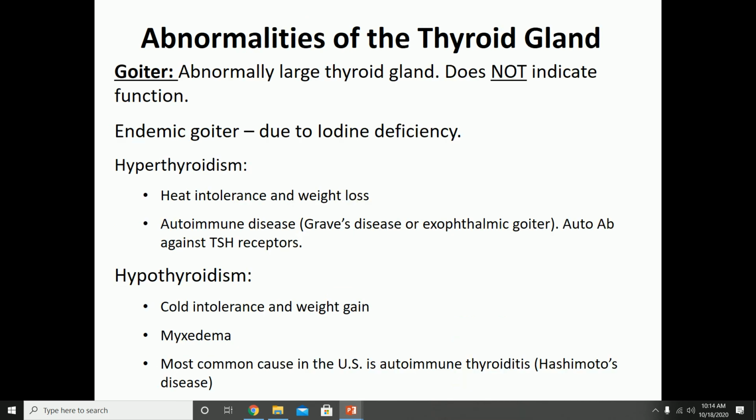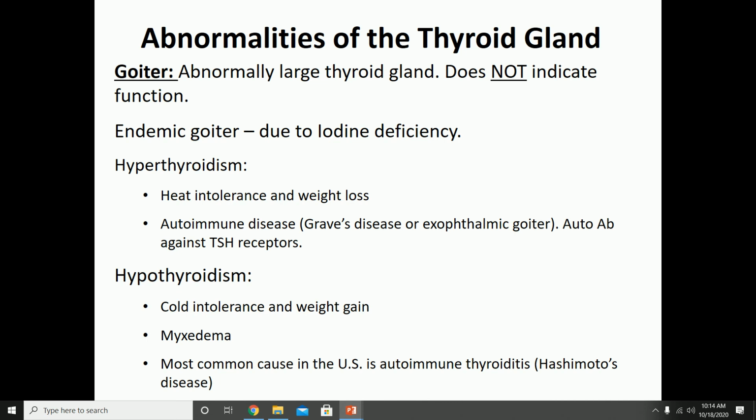Now, a couple of things to talk about regarding the abnormalities of the thyroid gland. A goiter does not tell you anything about the function of the gland. It just tells you that this patient has an enlarged thyroid gland, an abnormally large thyroid gland. So a goiter tells you about the size of the gland, but does not tell you anything about the function of the gland, because that gland could be huge in size, but it is hypo-functioning.